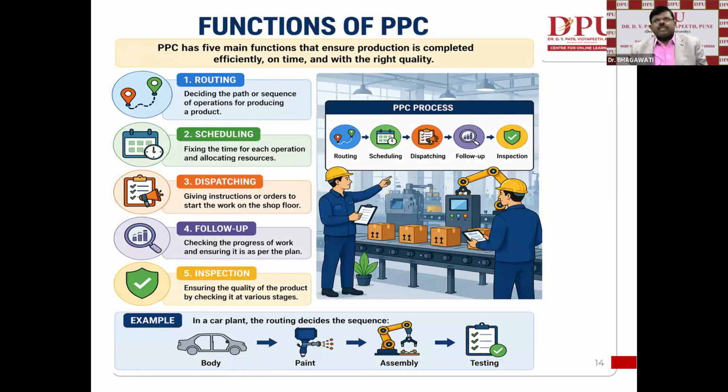Routing is deciding the path or sequence of operations for producing any product. Scheduling is fixing the time for each operation and allocating the resources. Dispatching is giving instructions or orders to start the work on the shop floor. Follow up is checking the progress of work and ensuring it is as per the plan. Inspection is ensuring the quality of the product by checking its various stages. So the main functions of PPC are routing, scheduling, dispatching, follow-up, and inspection.